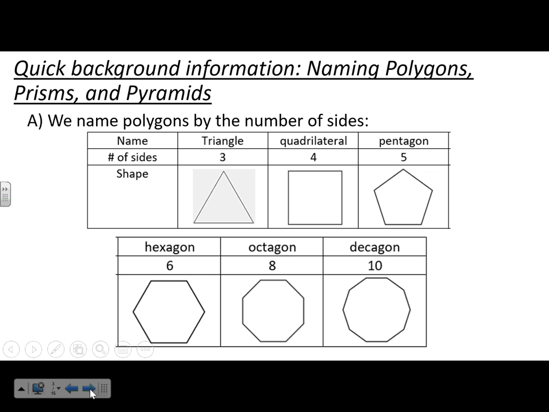There's also like a septagon is 7. There's a dodecagon is 12, I think. A nonagon is 9. So there's a couple different ones of those, but these are the most common.